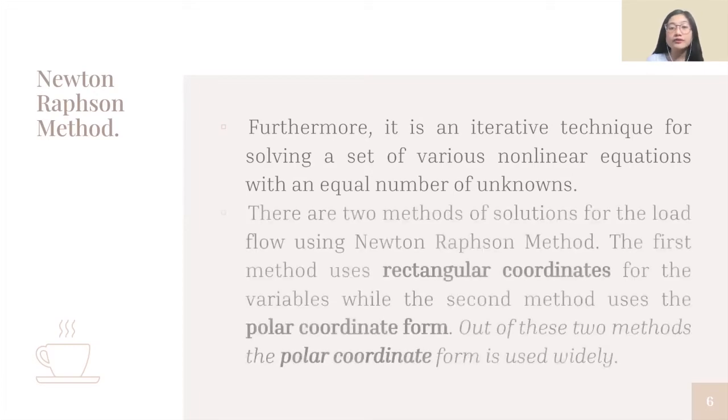Next up, we have two methods of solutions for the load flow using our Newton-Raphson method. The first one can be done with the use of rectangular coordinates for the variables, and the second method is the use of the polar coordinate form. Out of these two, we are not obliged to use either, but it is more efficient to use the polar coordinate form, which is also used widely.